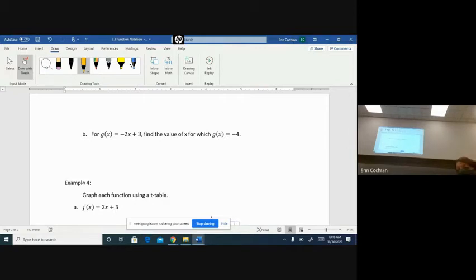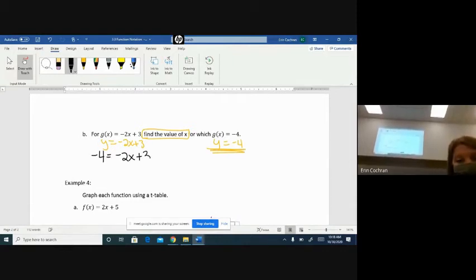All right, g of x equals what? Y. So y equals negative 2x plus 3. And we're finding x for which what? G of x or y equals negative 4. So this negative 4 is going to go into what variable? Y. So we're going to have negative 4 equals negative 2x plus 3.